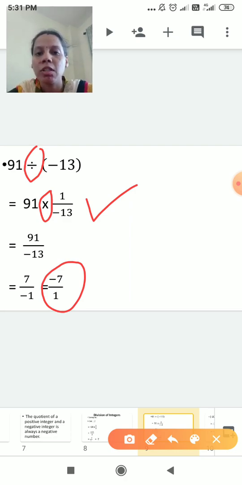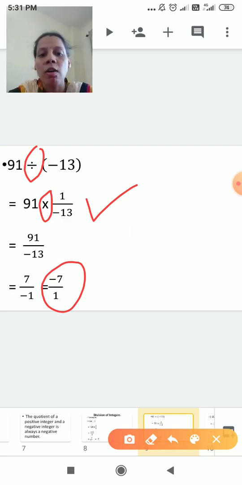Yes, what did we do in the first step? First integer as it is, in place of division we have written the multiplication sign, and we have written the multiplicative inverse of the second integer, that is minus 13. So the multiplicative inverse of minus 13 is 1 upon minus 13. Then next step, 91 multiply by 1, that is 91, and minus 13 in the denominator as it is. So 91 divided by minus 13. 13 ones are 13, 13 sevens are 91. So the answer is 7 upon minus 1, which is equal to minus 7 upon 1.